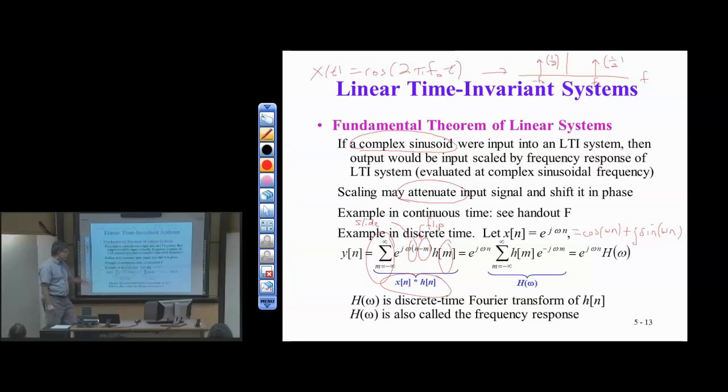So we sum over all the values, and what's kind of nice is this exponential can break up pretty nicely because of the minus sign here. We can break up the exponential into two pieces. So we can take e to the j omega (n minus m) and break this up into e to the j omega n and e to the minus j omega m.